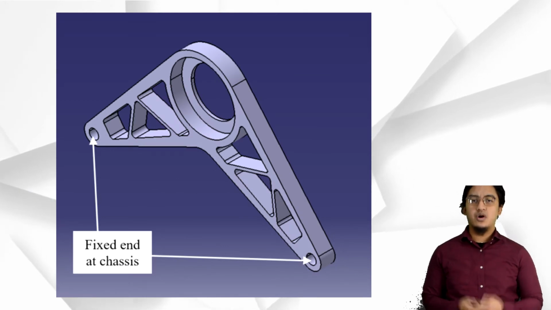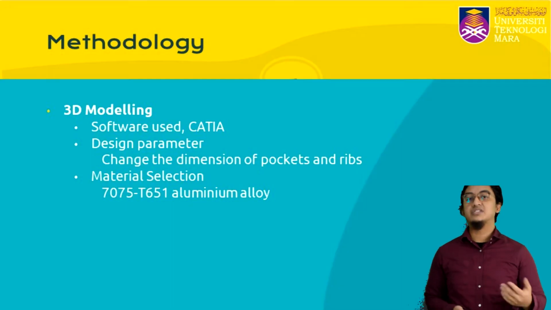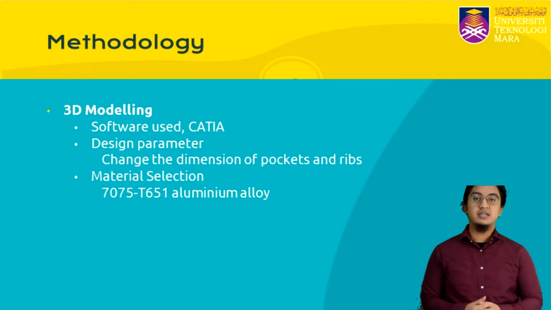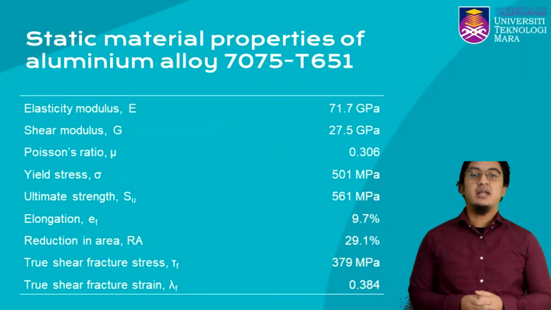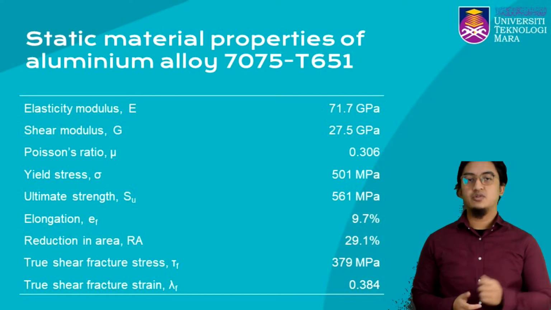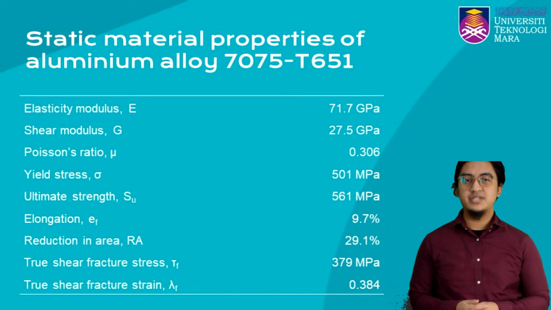I will show you all the alternate designs further on in this video, so stay with me. The 3D models were set to aluminium as the material. By setting the material, the mass of the model can be estimated in CATIA. Here are the static material properties of the aluminium alloy. The safety factor of the differential mounting is set to 2.5, so the maximum stress allowed is 200 megapascal.